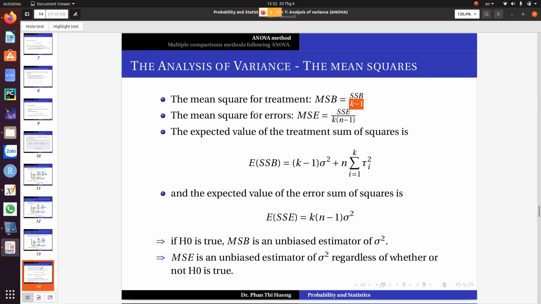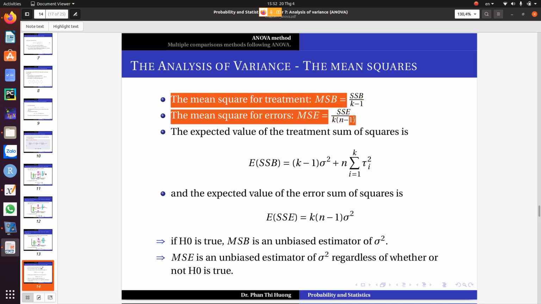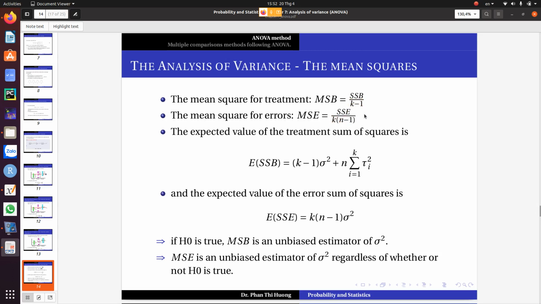The average of the variability due to the errors, or the mean square error, MSE, equals the total variability divided by the degrees of freedom kn minus 1, because the total number of observations is nk minus the number of groups we have, k.